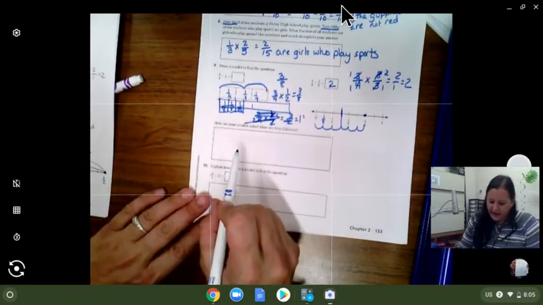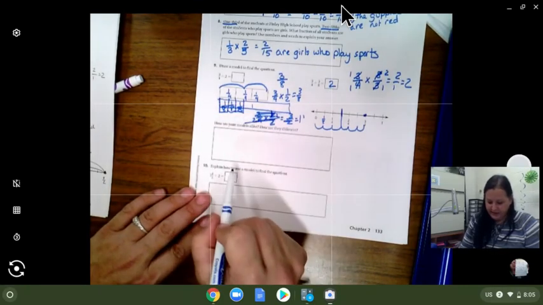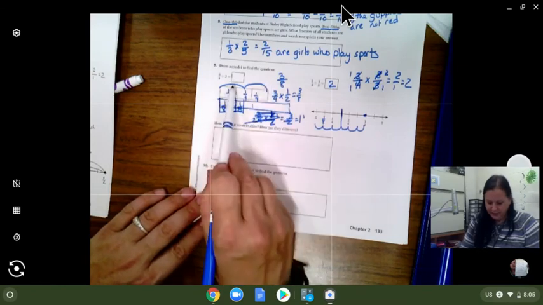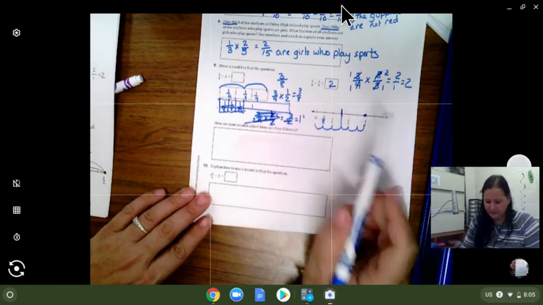How are your models alike and how are they different? So they're both dealing with, this is a fact family here. In this one, we're dividing into the 2, and then you're getting the 3/8. And in this one, we're dividing into 3/8, and we're getting the groups of 2.